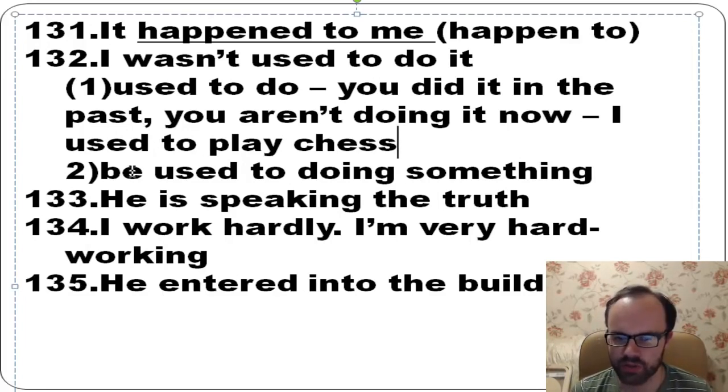And there is one more structure, be used to doing something. So you have the verb to be and ing, be used to doing something. So I wasn't used to doing it. It means it wasn't new for me. I didn't have any experience.